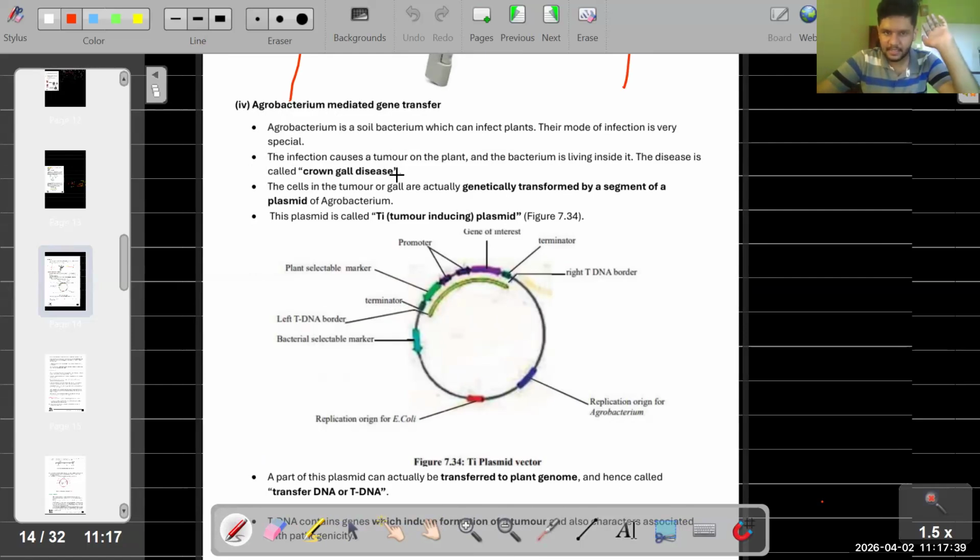Crown gall disease means a disease that is caused by agrobacterium in plants due to the formation of galls and tumors. Can you understand? It is an infection actually, right? Can you understand that?